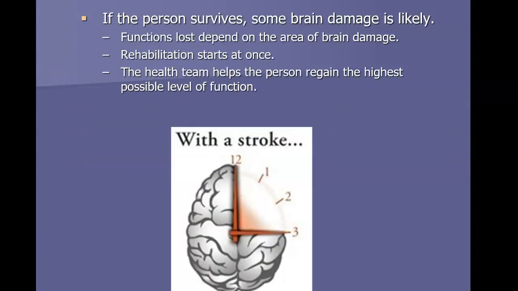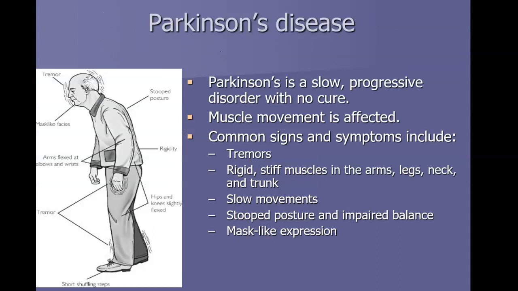So if the person survives, there's a good chance that they will have some kind of residual brain issue. Functions, again, are going to depend on the area of the brain that's damaged. But as soon as we stabilize them, as soon as they are stable, rehabilitation starts. We want to get rehabilitation started as soon as we can to help them gain their highest possible level of functioning that we can do.